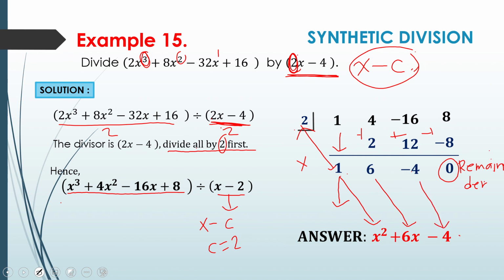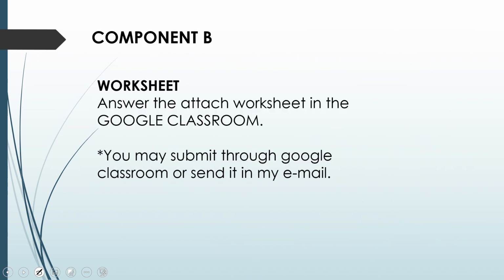If there is remainder, you just have to write it here. But in this case, the remainder is 0, so we don't need to write that one. So this is how you do long division or synthetic division. So that will be the process. And then remember the steps.